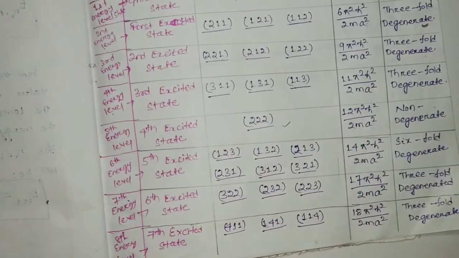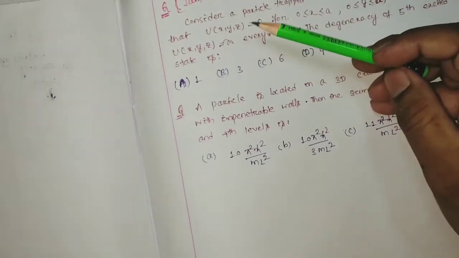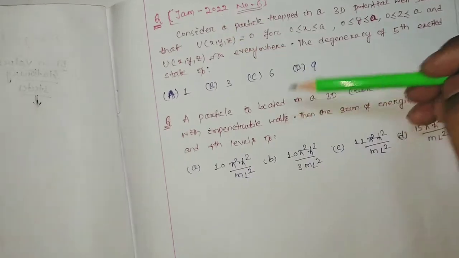I have a question here at the end of the discussion. We have to do two questions. One belongs to JAM 2022, another belongs to another type of question.